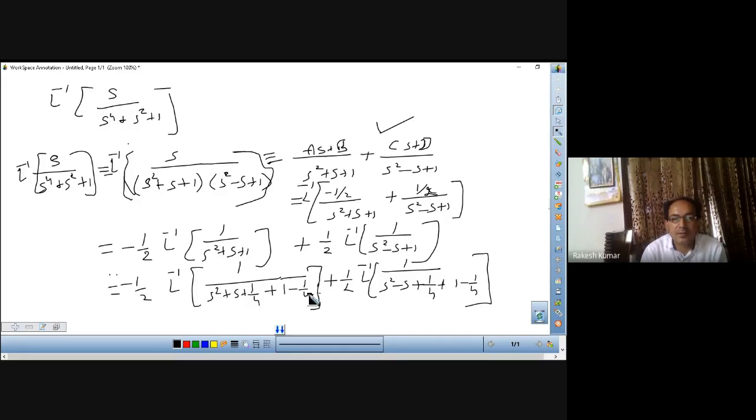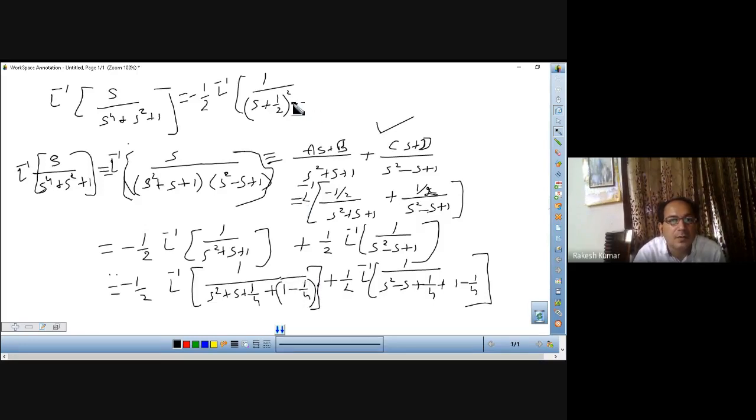1 by 4 has been added, and 1 by 4 we need to subtract from this term. So you can make another simpler expression over here, because this is equivalent to the given expression. So I am going to write over here, this is minus 1 by 2. Now the perfect square has been made, and this is (s plus 1 by 2) square. And what is this? 1 minus 1 by 4, that is 4 minus 1, 3 by 4.